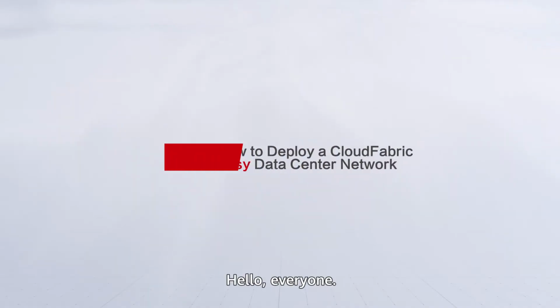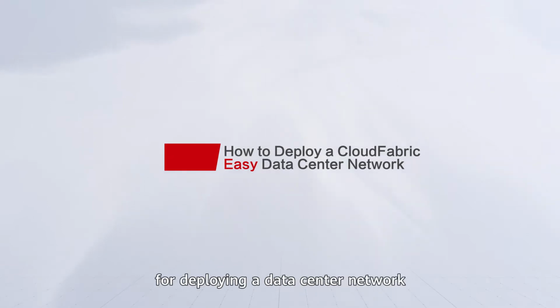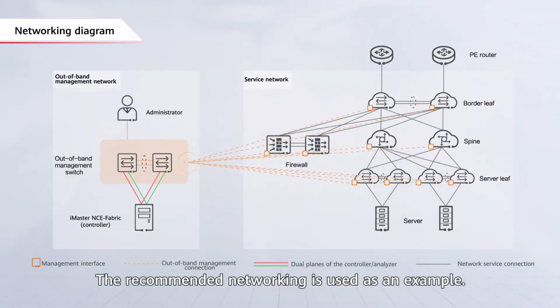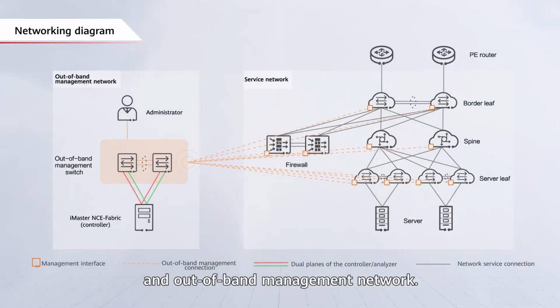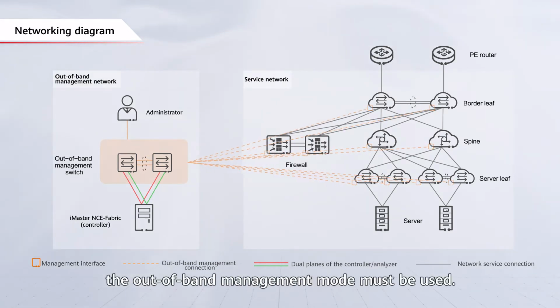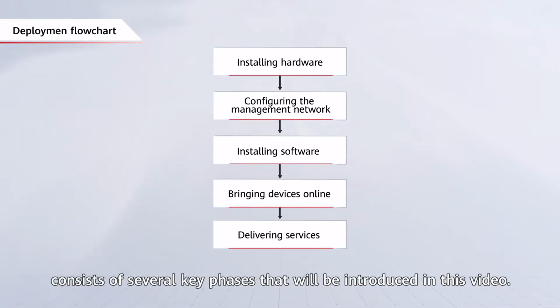Hello everyone. This video introduces the overall process and key operations for deploying a data center network in the CloudFabric Easy scenario. The recommended networking is used as an example. The networking consists of the service network and out-of-band management network. In the Easy scenario, the out-of-band management mode must be used. The deployment process in the Easy scenario consists of several key phases that will be introduced in this video.